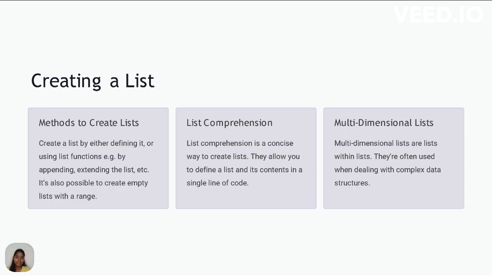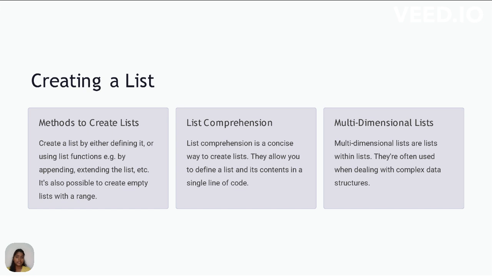Then creating a list. In that, the methods to create a list, list comprehension, and multi-dimensional list, these are the three. The first one is the method to create a list. Create a list by either defining it or using the list function, for example, appending, extending the list, etc. It is also possible to create an empty list with a range.